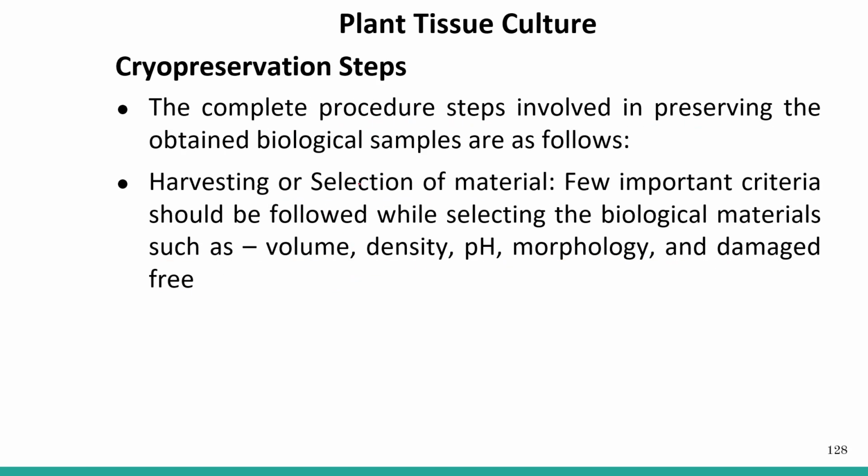The complete procedure involved in preserving the obtained biological samples is as follows. Harvesting or selection of material. First of all, we have to select the material that we want to cryopreserve. A few important criteria should be followed while selecting the biological material, such as volume, density, pH, morphology, and damage free. The tissue or the cell should be damage free.